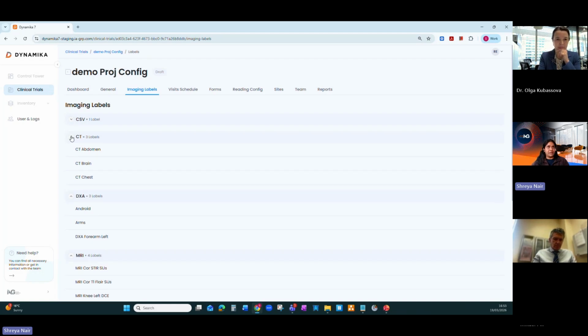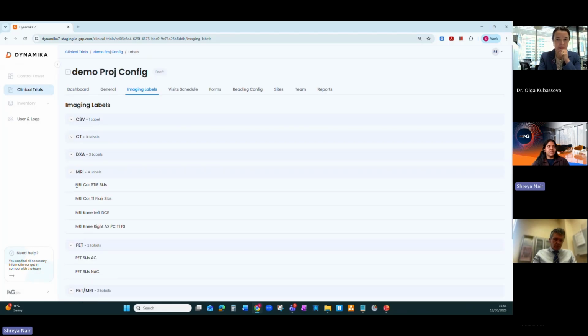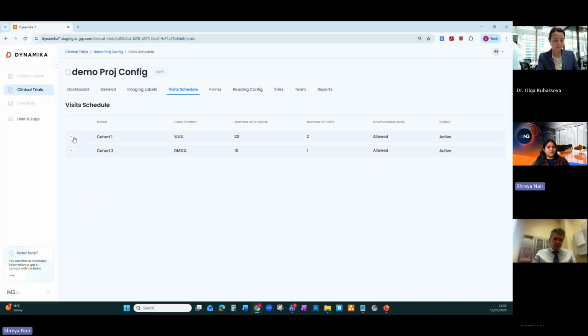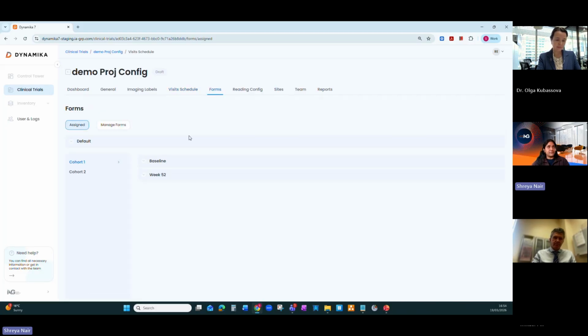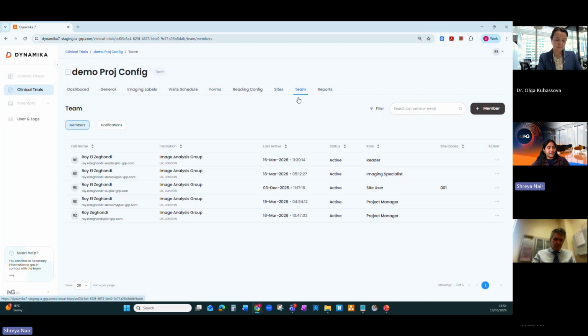So these labels define what kind of modalities we're going to expect in the trial. We can define the schedule as well. If you have multiple cohorts, with different visit configurations in every cohort, we can configure that as well. And we can configure the forms, that is the EDTF forms that the site user would fill in while uploading images. That can be configured on a visit-to-visit basis as well. And this is where they would invite the users in the study. You need to be a part of a clinical study to be able to see anything in DYNAMIKA, which ensures that there are boundaries, rules and permissions set for anyone logging into DYNAMIKA.